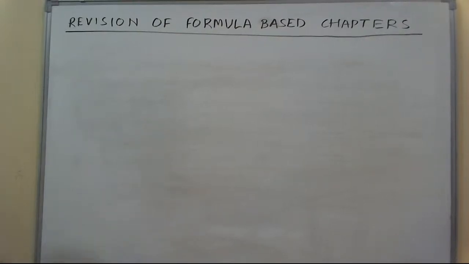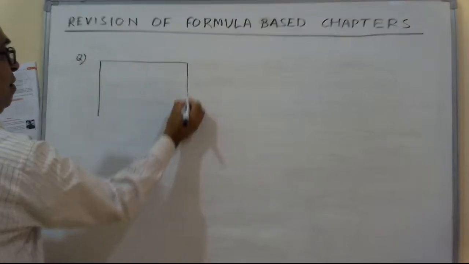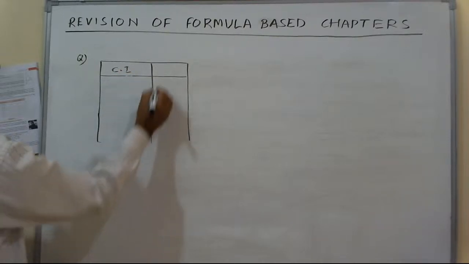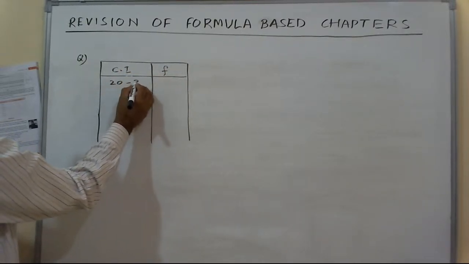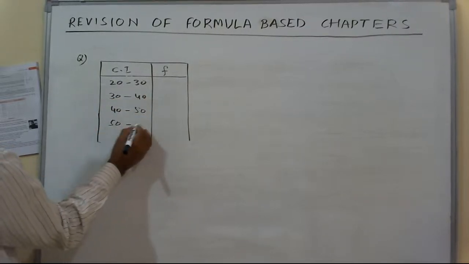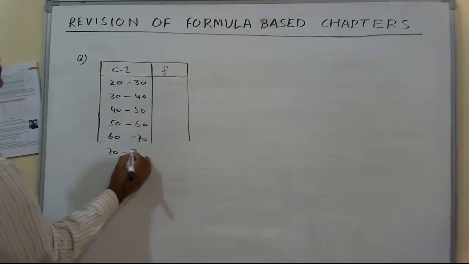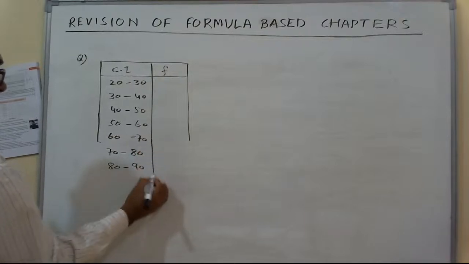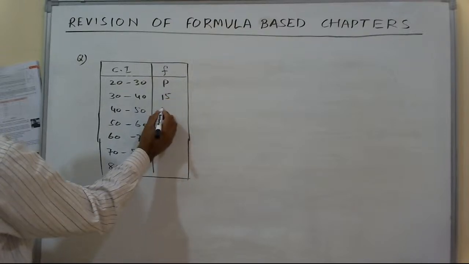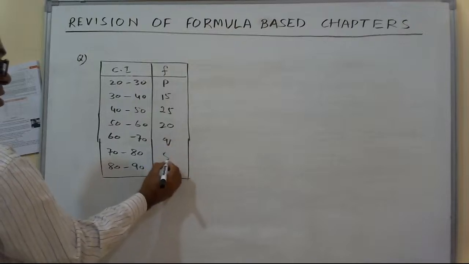The median of data is given. This distribution table is given: class interval and then frequency. Class intervals are 20-30, 30-40, 40-50, 50-60, 60-70, 70-80, 80-90. Frequencies are P, 15, 25, 20, Q, 8, 10.